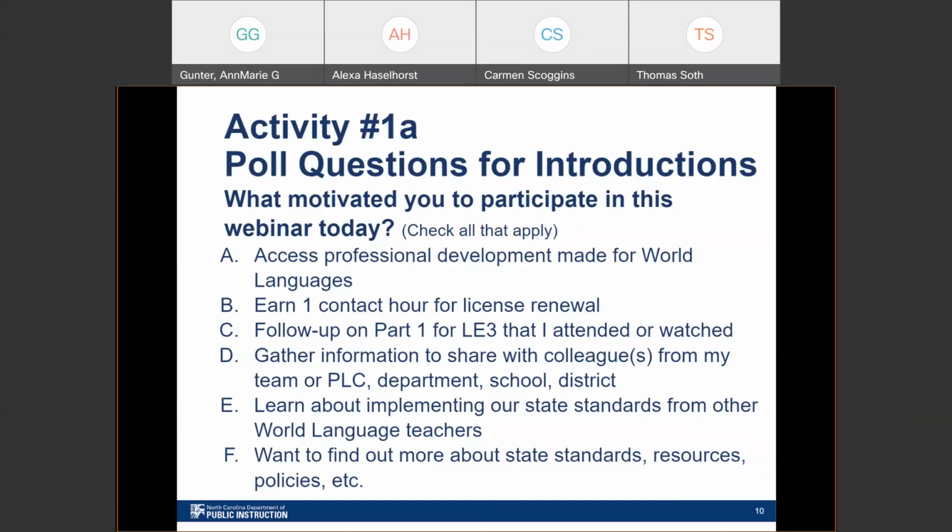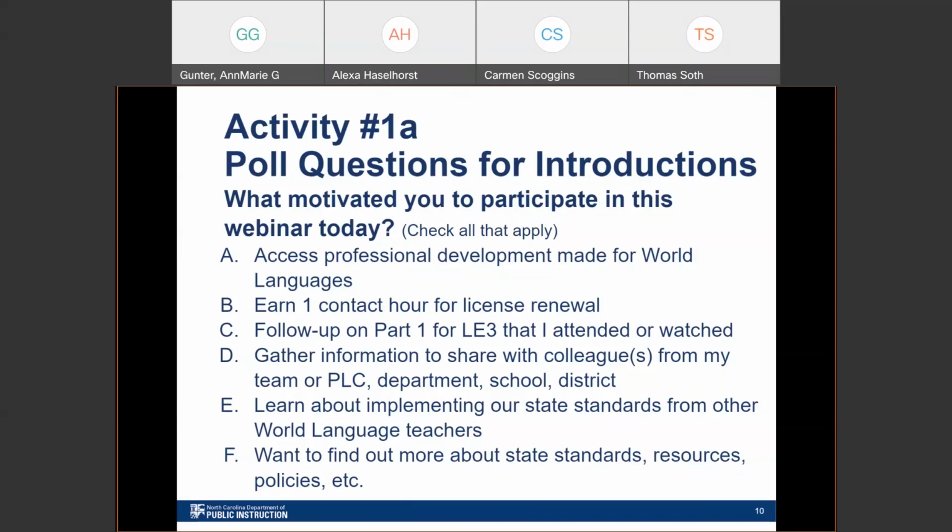And people who said they want to gather information to share with colleagues: please know that we will post all of the information you see shared today, these slides, the recording, any handouts and links that we use, so that you can use that to share with others, whether that's your team or your PLC, your professional learning community, maybe your department, your school, or even your whole district. You're always welcome to share what we do here.